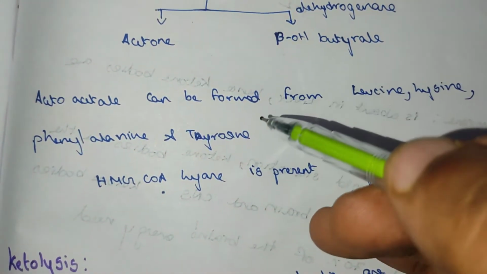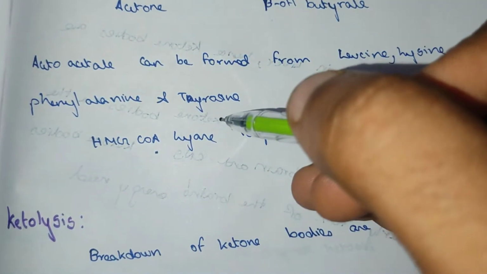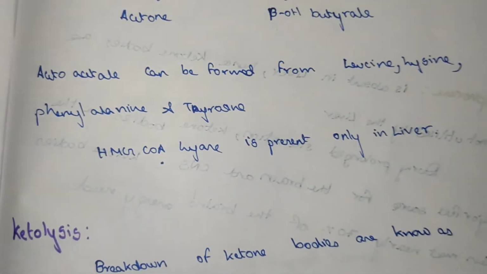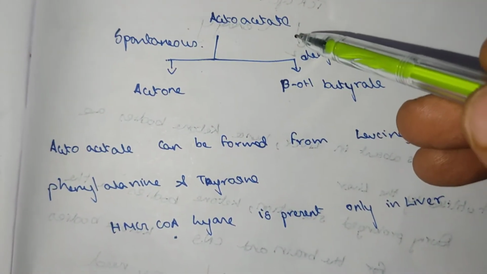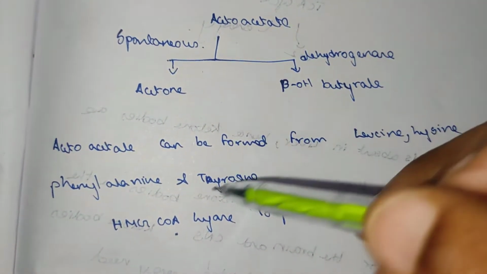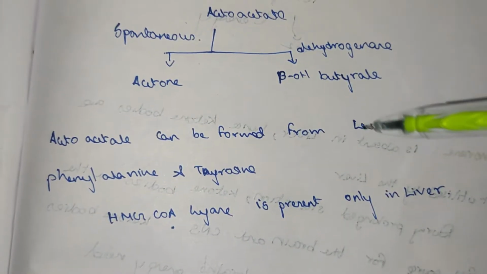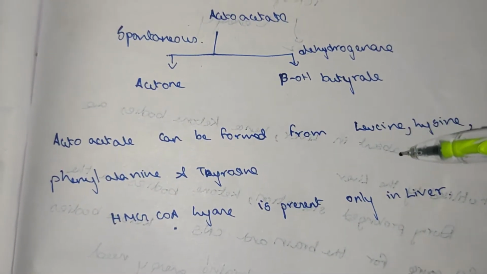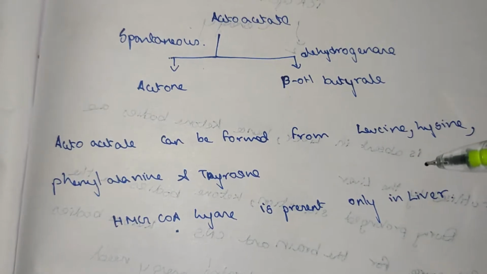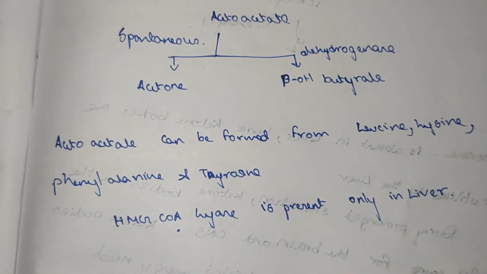The acetoacetate can be formed from leucine, lysine, phenylalanine and tyrosine. This HMG-CoA lyase is present only in the liver, which is the rate limiting enzyme.